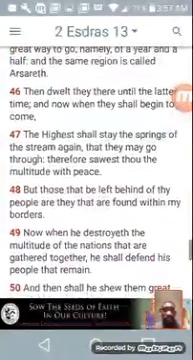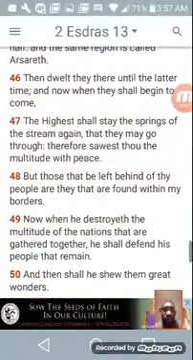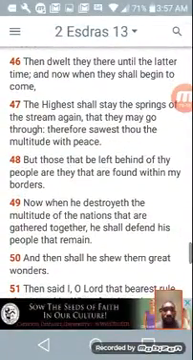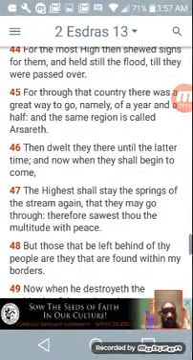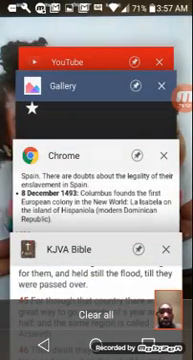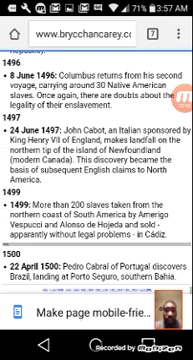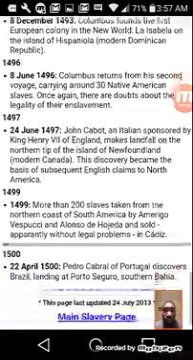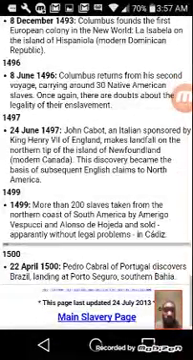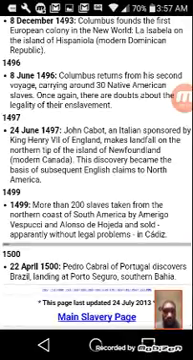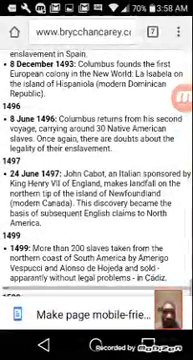Verse 46, it says, then they dwelt there until the latter time, and now when they shall begin to come. So that was the point where Christopher Columbus knew that the Northern Kingdom, the Israelites, was over here in America, in the Americas. It's proven right here that it took a year and a half, back and forth equal to 3 years, just like what we read in First Kings of King Solomon when he sent his navy. So let's read this again.